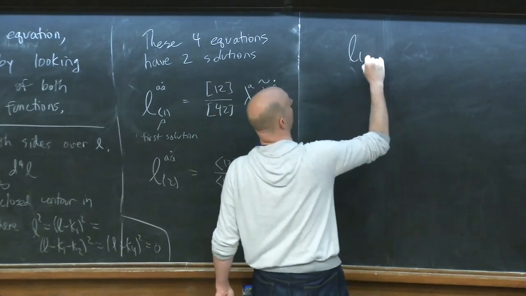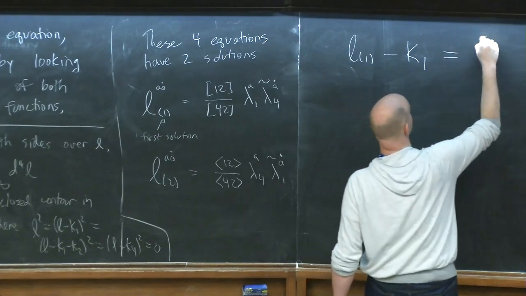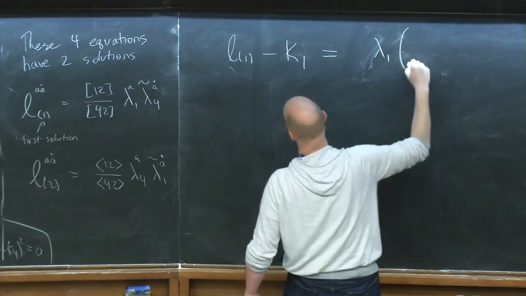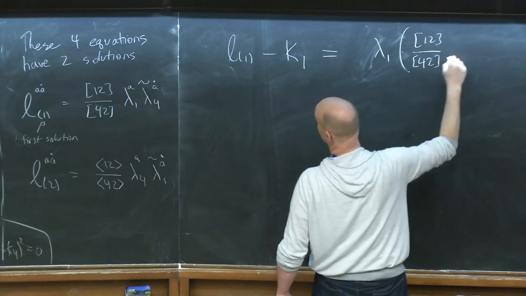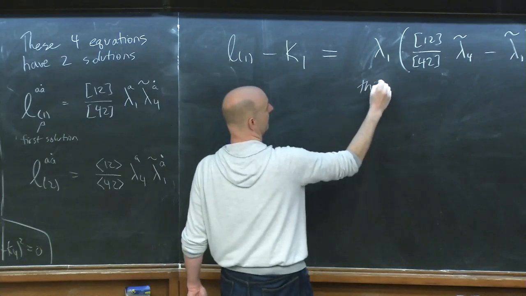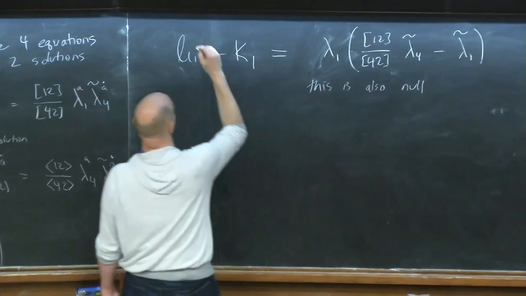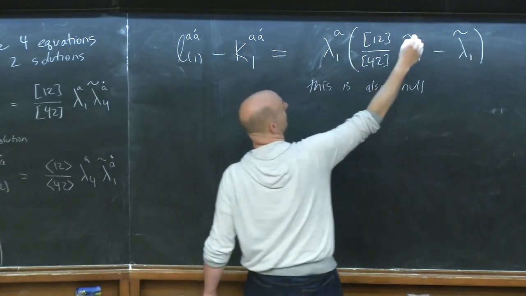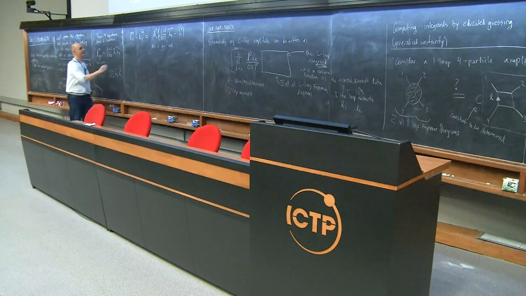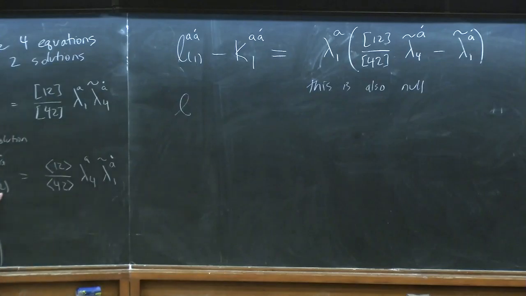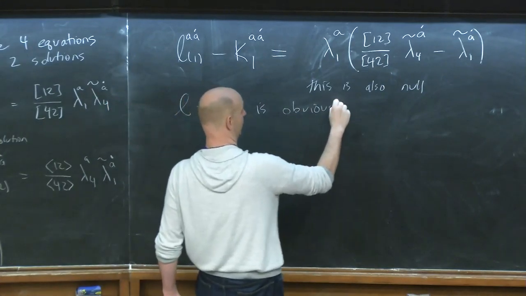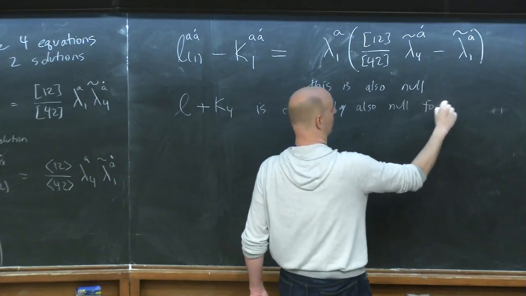Okay, so let's do L1 minus K1. This is ⟨12⟩/⟨42⟩. I'm going to go ahead and factor this out. It's λ1 ⟨12⟩/⟨42⟩ times (λ̃4 minus λ̃1). Okay, this is also null, because again, it factors into an outer product. There's nothing to check. This one is also obviously null, and the same holds for L2, obviously. L plus K4 is obviously also null for both L1 and L2.